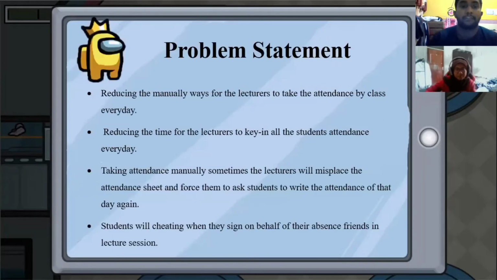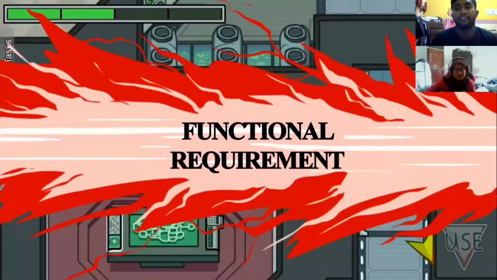And the last one is the problem statement. The first one, we want to reduce the manual work for lecturers to take attendance by class every day. Second, reducing the time for lecturers to key in all the students' attendance every day. The third one, taking attendance manually: sometimes the lecturer will misplace the attendance sheet and be forced to ask students to write the attendance of that day again. And the fourth, students will cheat when they sign on behalf of their absent friends in a lecture session.